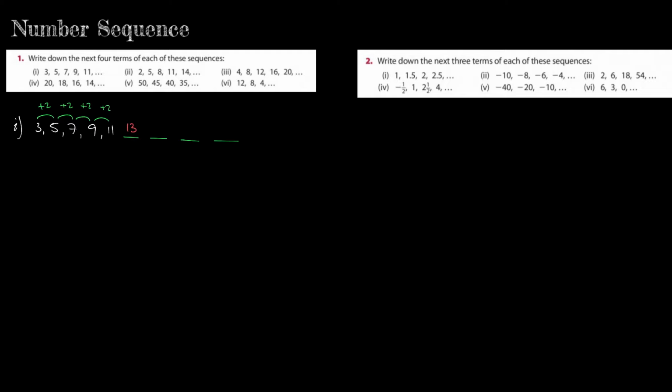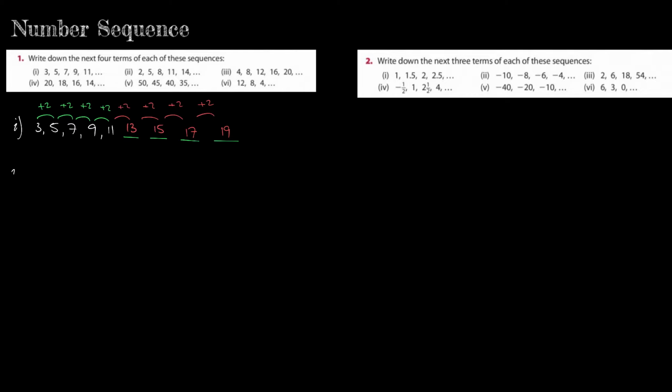To go from 13 to the next term, we need to do the same as we did previously, which is to add 2. And if we add 2, we'll get an answer of 15. To get the next one, we add 2 and we get 17. And to get the next one, we add 2 and we'll get 19.